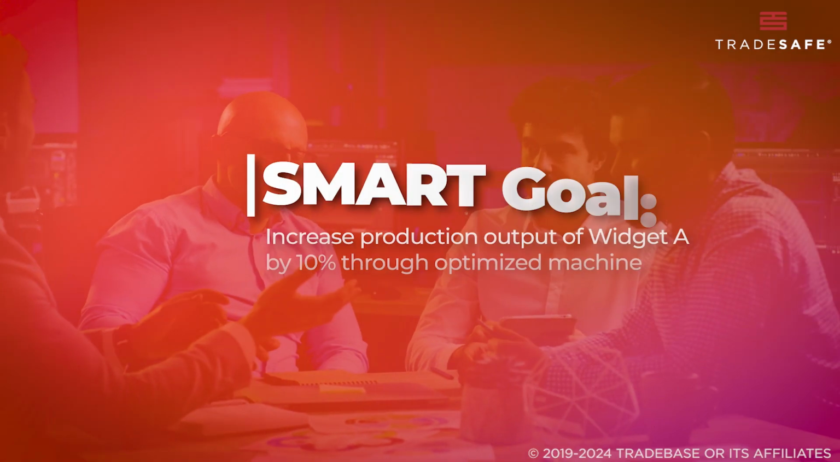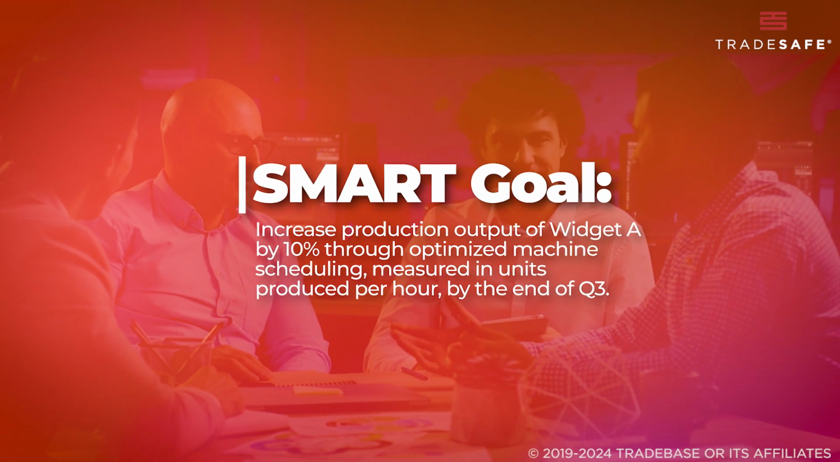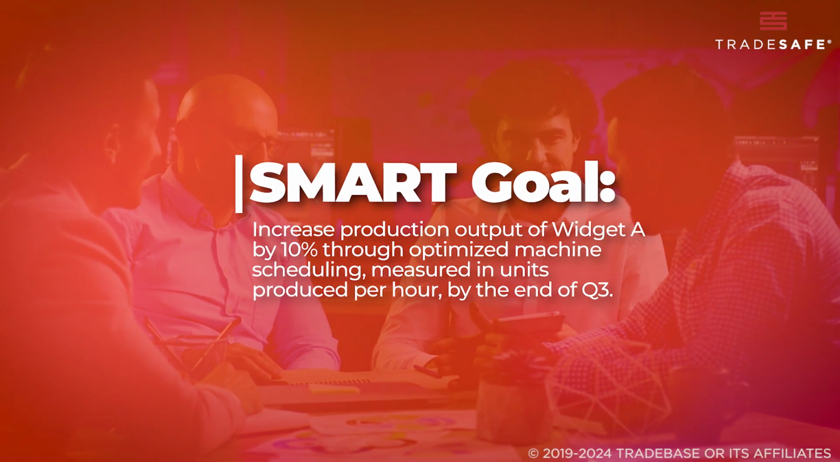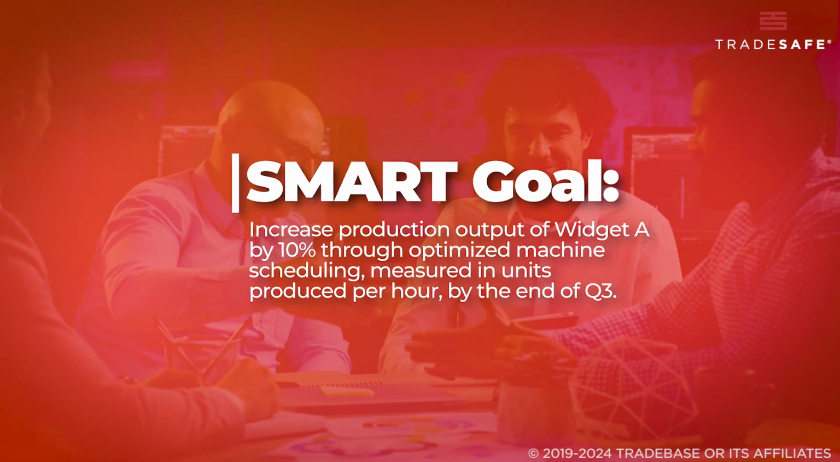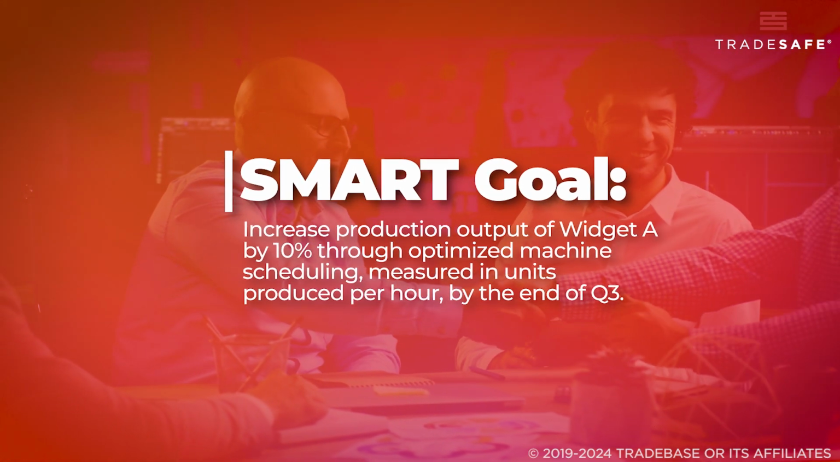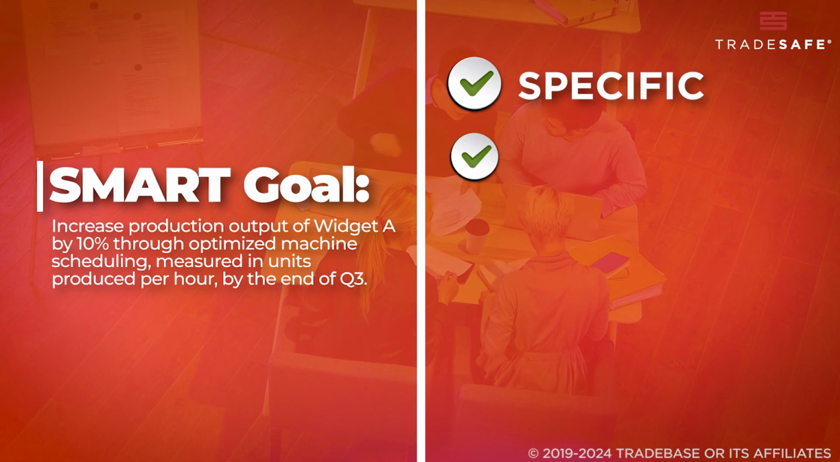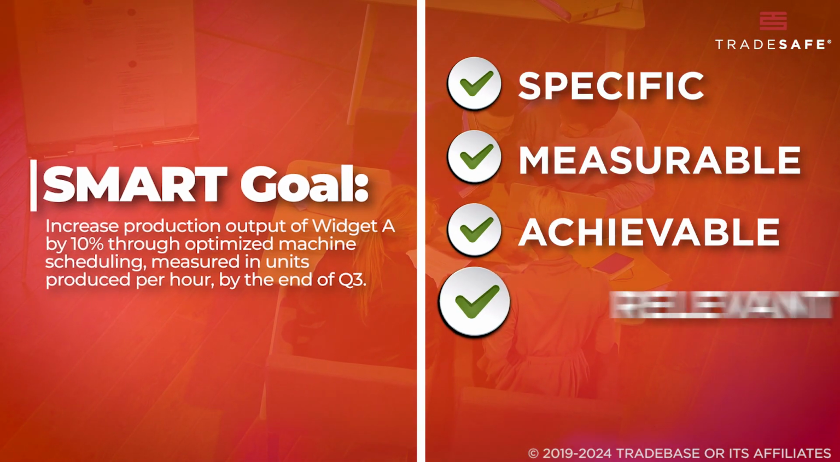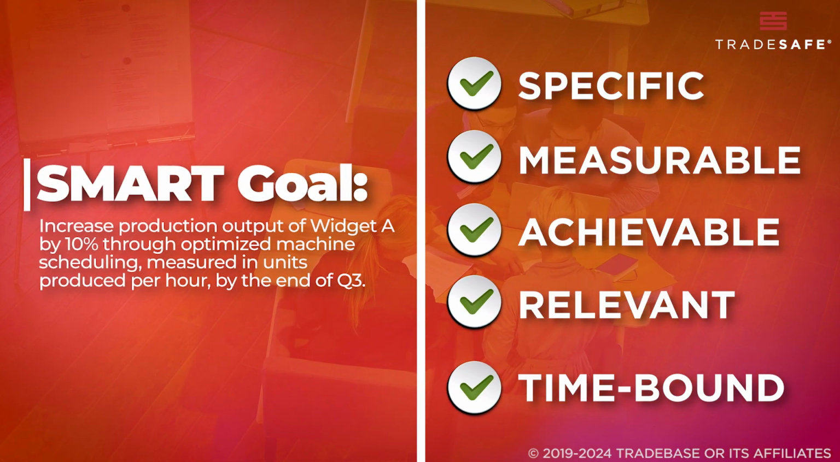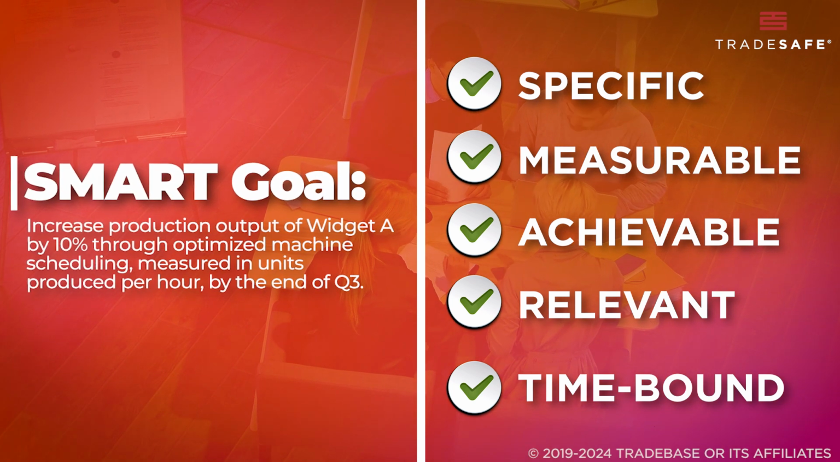When you put it all together, a SMART goal in the manufacturing industry might look something like this. Increase production output of widget A by 10% through optimized machine scheduling, measured in units produced per hour, by the end of Q3. This goal is specific, measurable, achievable, relevant, and time-bound. It's a clear roadmap for success, providing the team with direction and motivation.